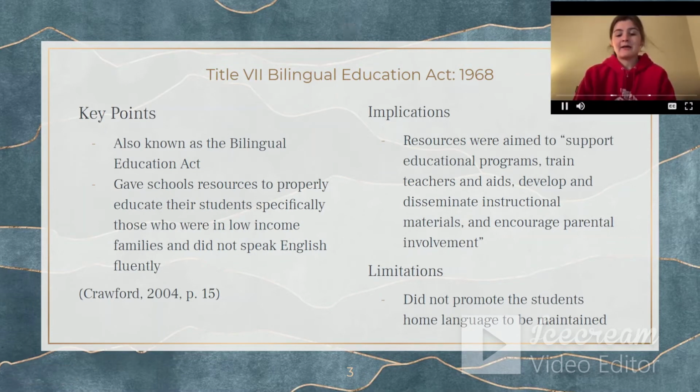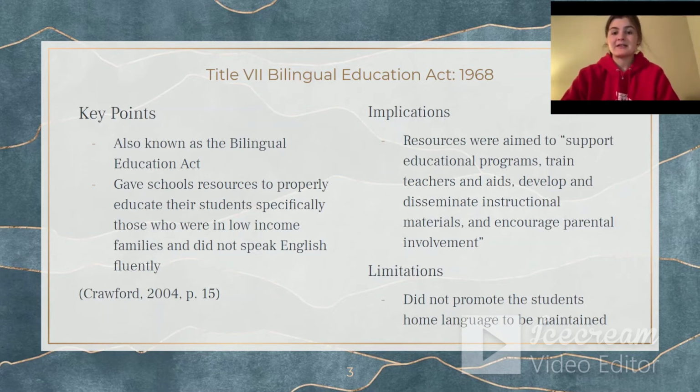Title IX Bilingual Education Act, 1969. This act was also known as the Bilingual Education Act. The purpose of this act was to give schools resources to successfully educate students, specifically students who were in low-income families and did not speak English fluently.